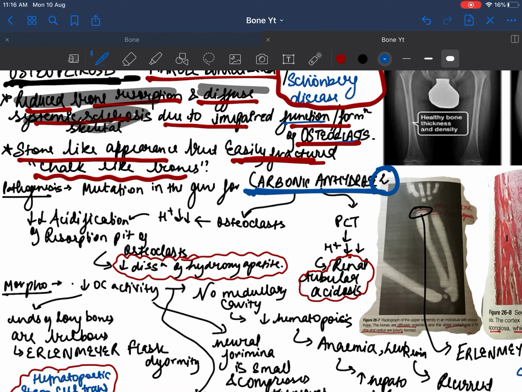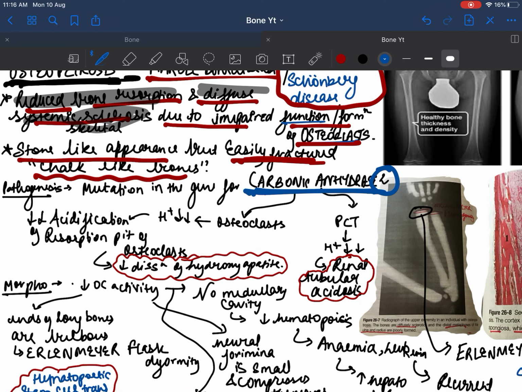What is the main function of the PCT? So the PCT actually helps in H plus secretion. It actually helps in acidification of urine. So if the PCT is not working properly due to an inefficient carbonic anhydrase enzyme, what will happen?